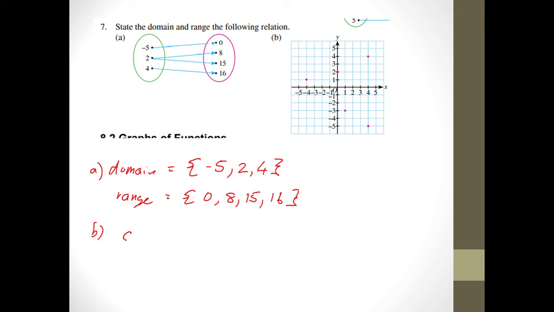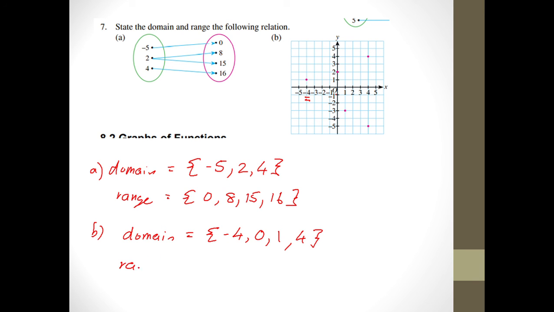Next, question B. Domain means objects. So in this case, what are the objects involved? It's just -4, because this line belongs to -4, this one is 0, this one is 1, this one is 4. So the domain in this case has only four answers: -4, 0, 1, and 4.